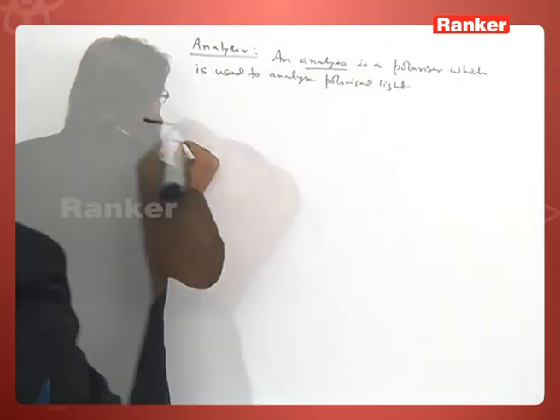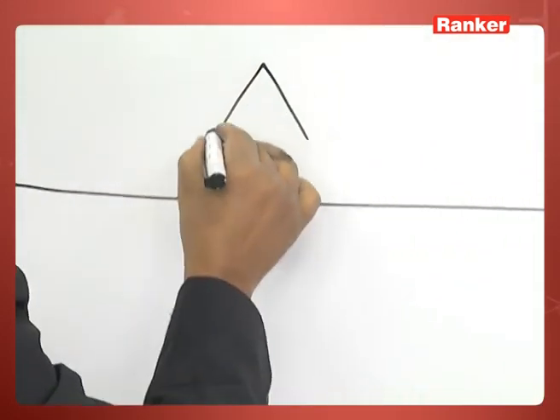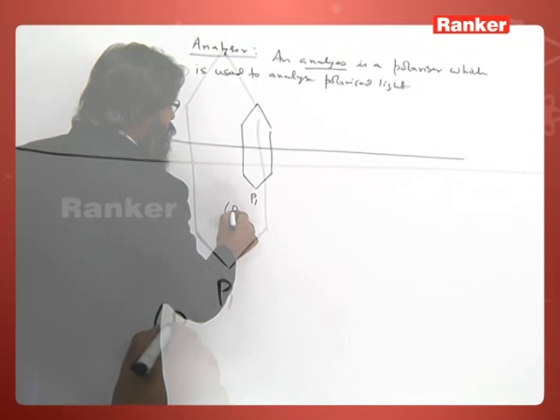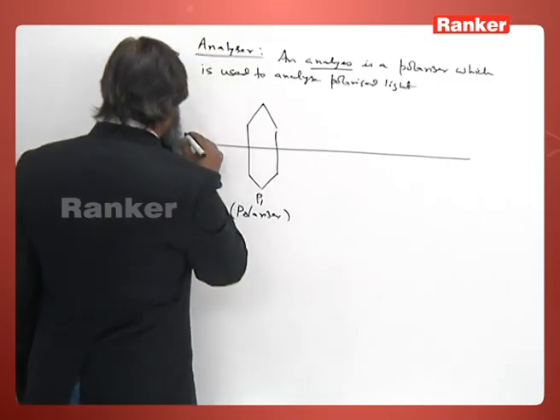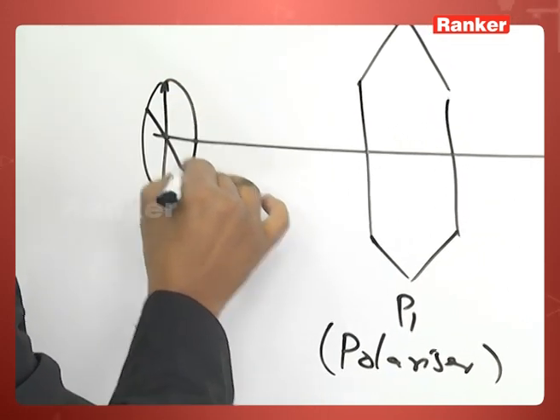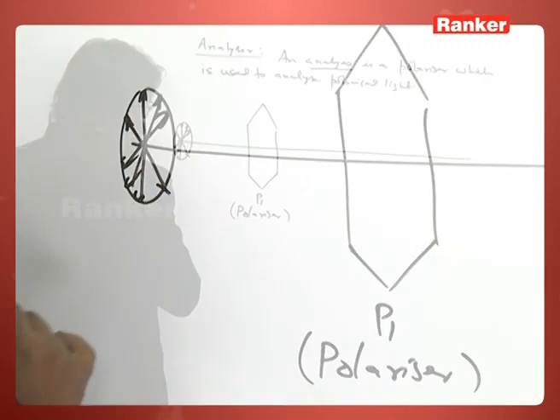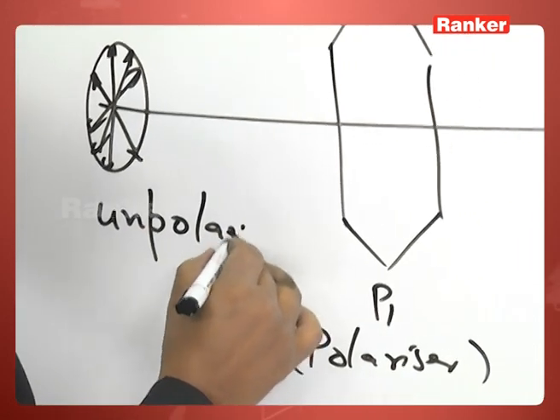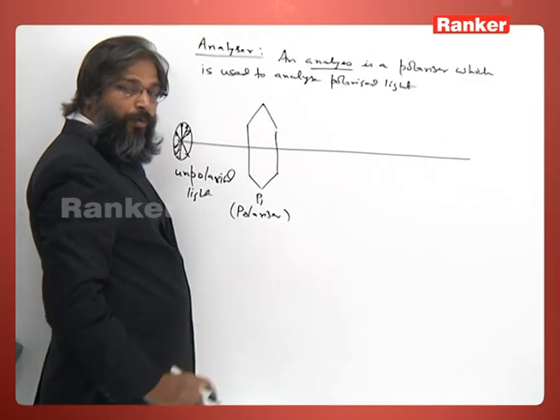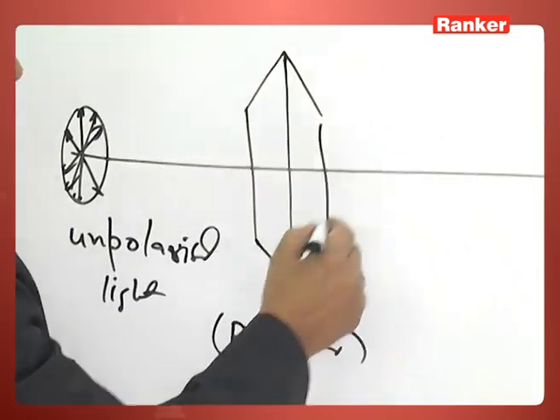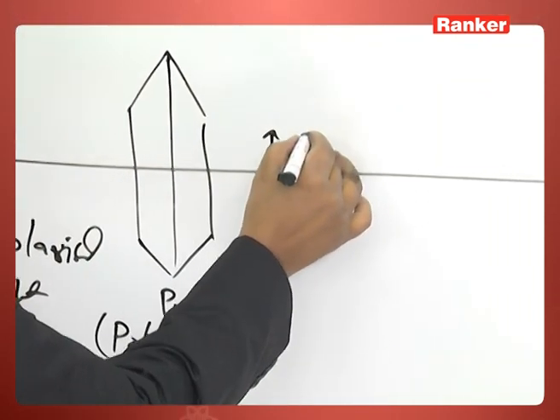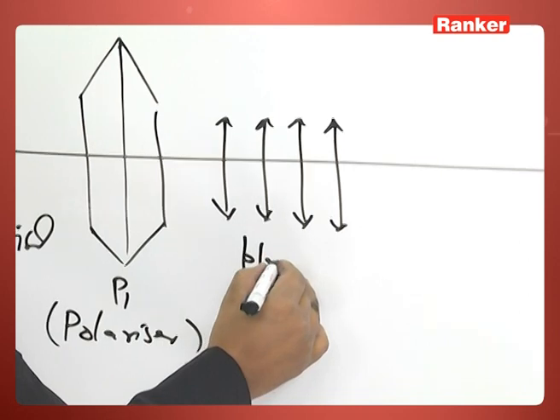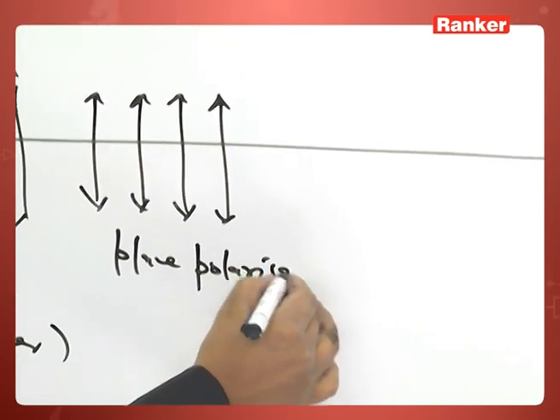Now, this is a polarizer, this is P1, a polaroid P1, whose role is the role of a polarizer. And here I am giving unpolarized light, or we can even give circularly polarized light. This is unpolarized light. Now, this is the pass axis. So, what happens here? We get a plane polarized light.